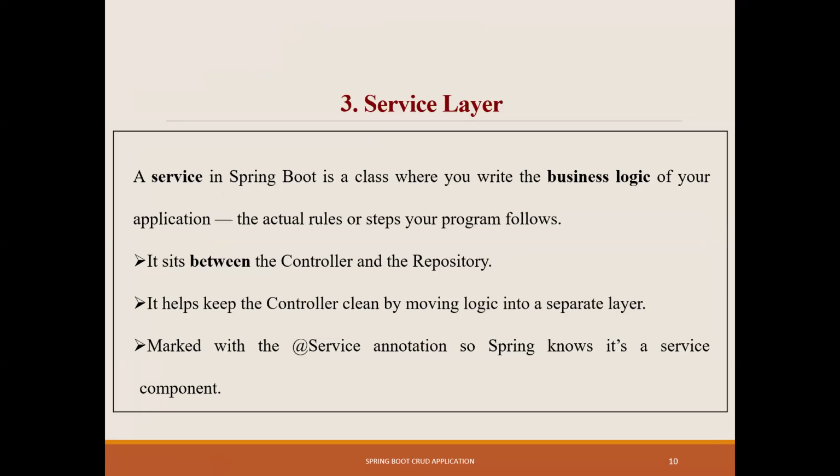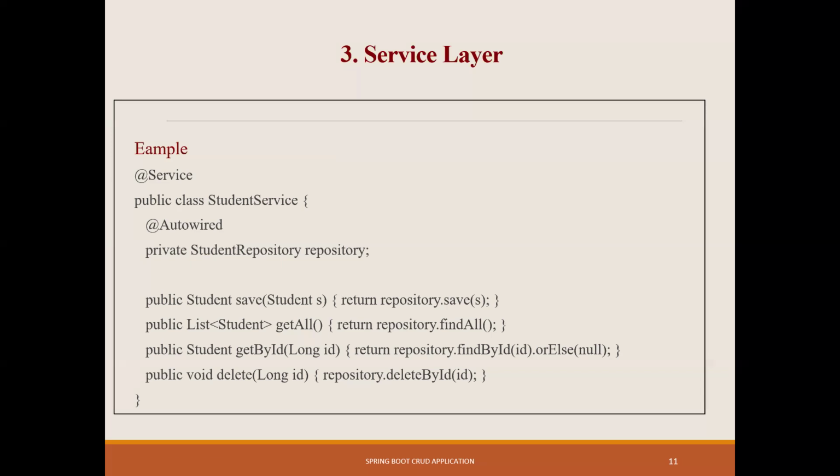Next one, let us understand what the service layer is. So here in this example, we have a class called StudentService. There we have two annotations. First one @Service, second one @Autowired. So here @Service makes this particular class a service class that is going to have the business logic. The entire business logic can be implemented here. Next one, @Autowired. So here we are going to create an instance of StudentRepository. So here this object can be created automatically.